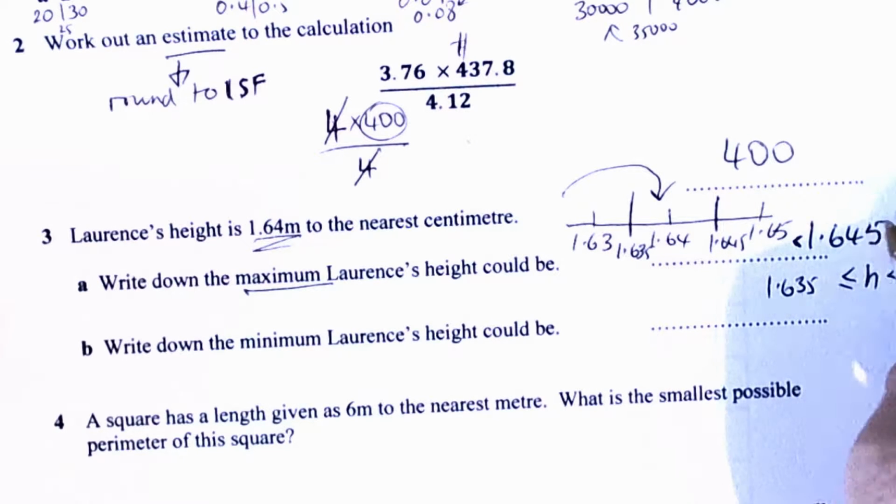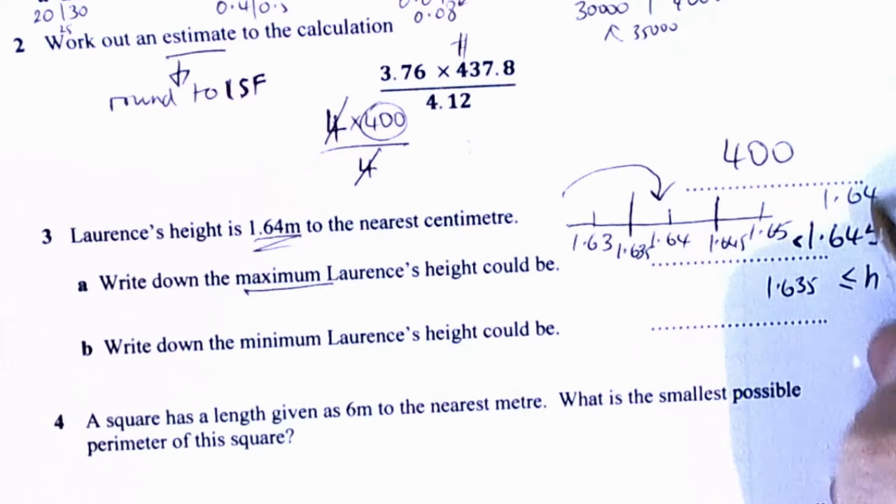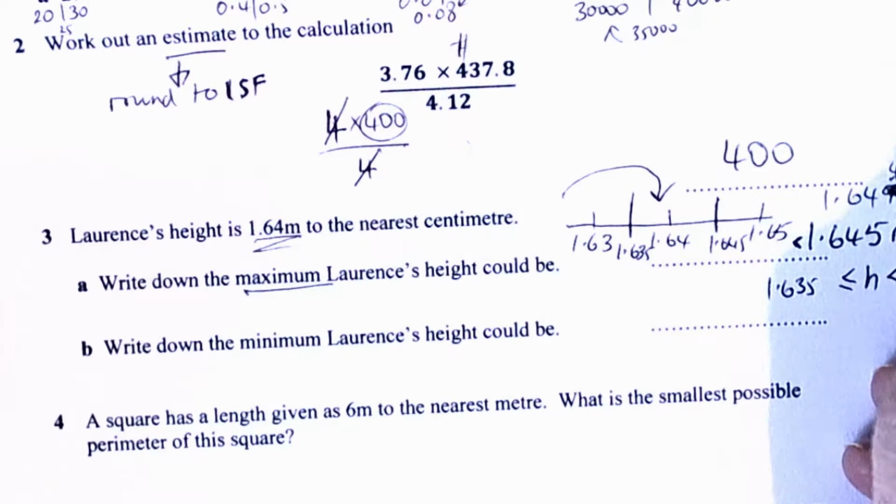If you try and think that you can't have that number because you'd round up, then the number before that, 1.64999 recurring, well, you'd never be able to measure the difference between that. So it's not that, it's 1.649 recurring.